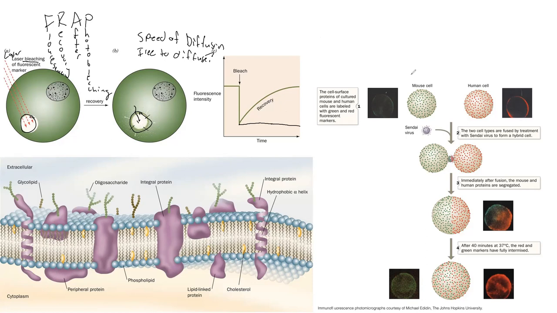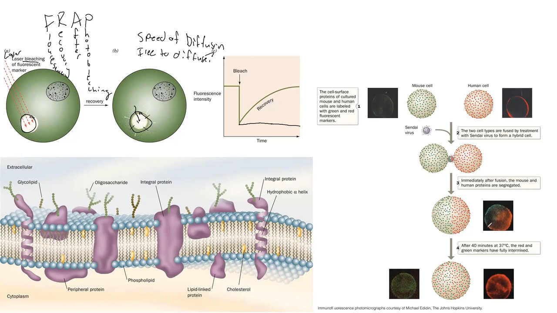All right. Now the picture on the right is along the same lines as FRAP, but it's a much earlier experiment. Back in the early days, scientists wanted to know, do things in the plasma membrane actually move? So before they thought of FRAP, another experiment they did was really interesting. They took a mouse cell and a human cell, and they colored the cell surface proteins different colors. The mouse is green, the human is red. These little dots are just fluorescent proteins. They then took a virus and fused these two cells together to make a half human, half mouse cell.